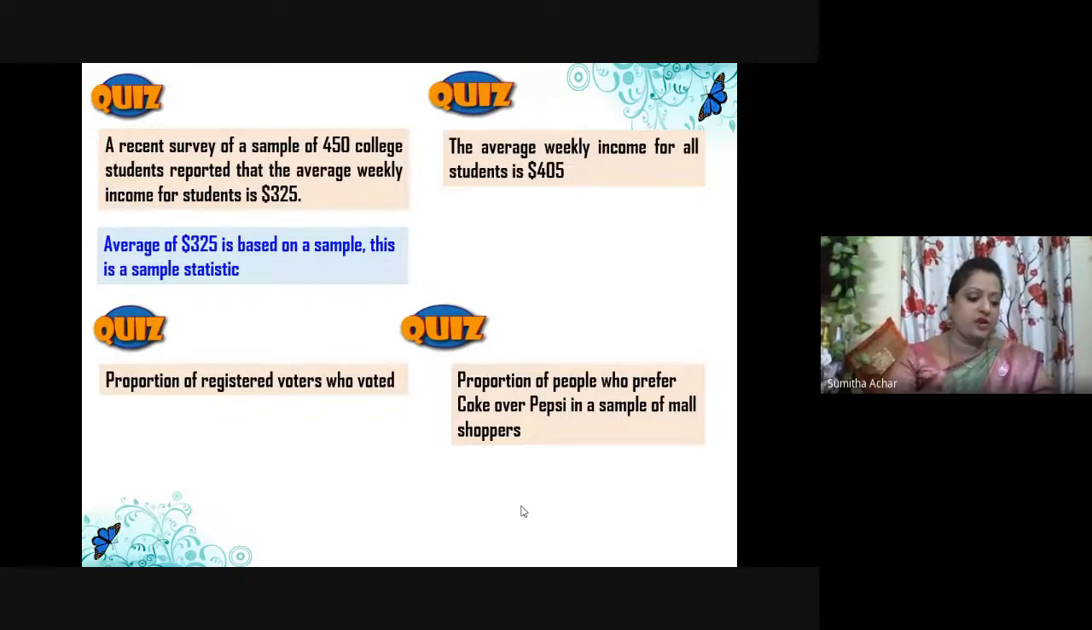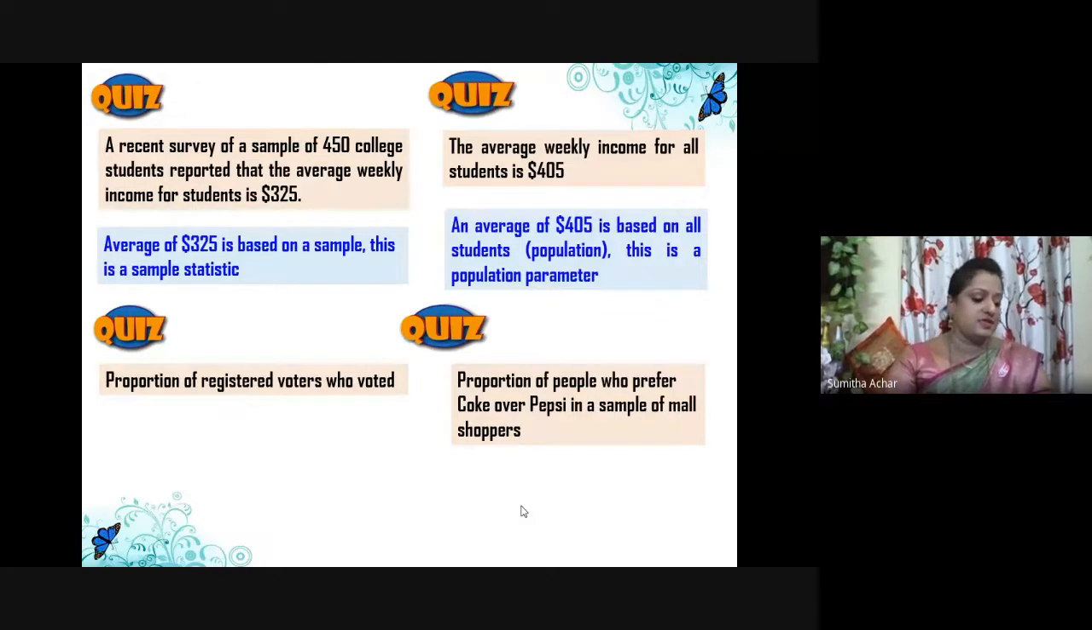Who are my target audience? Students. Right? It's a census study. So $405 is my parameter, right? It's my parameter. And what's the variable? Average weekly income, because average weekly income varies from one student to another student. So it's a population study, right?